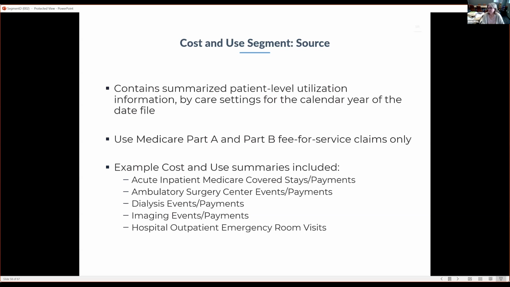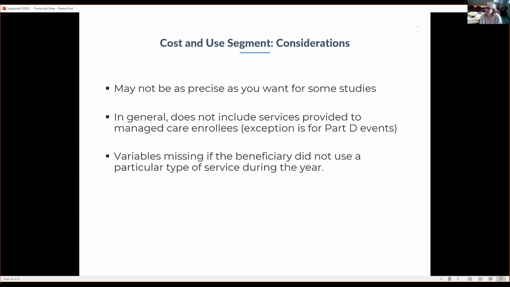So you can sort of say, they're not perfect. They're not perfect enough to use, but they're perfect enough to use for inspiration. So again, don't just dismiss these, but do try to be a little cautious. It does not include services to managed care enrollees, and variables will be missing if they didn't use a service. So it doesn't have a 0, it would have a missing.